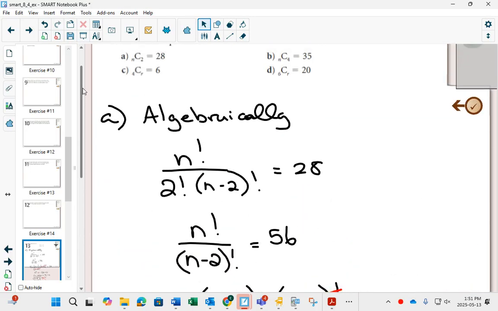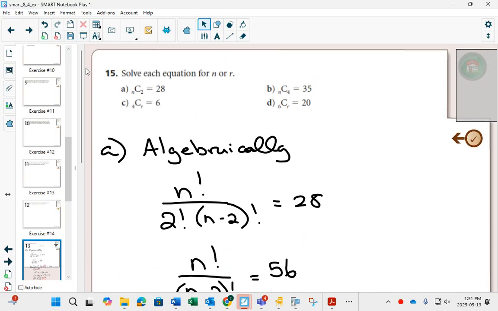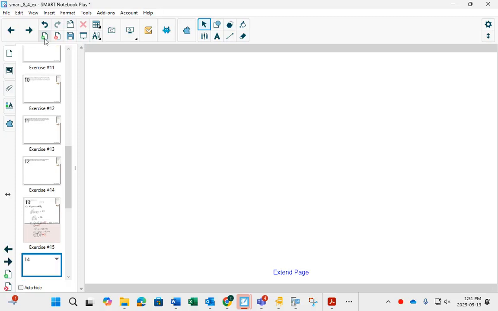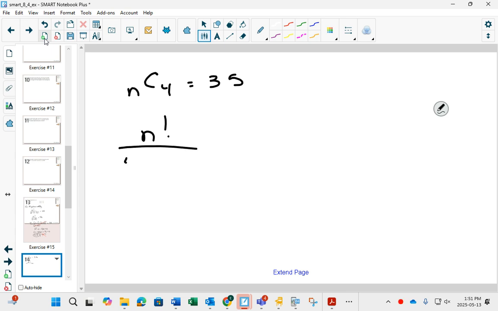So if you had part A would be algebraic. Okay? Algebraically almost always happens when there's a 2. B would not be algebraically. We're going to do B together. N choose 4 equals 35. I'm going to write it out as I'm going to start with my formula. Okay, n minus 4.